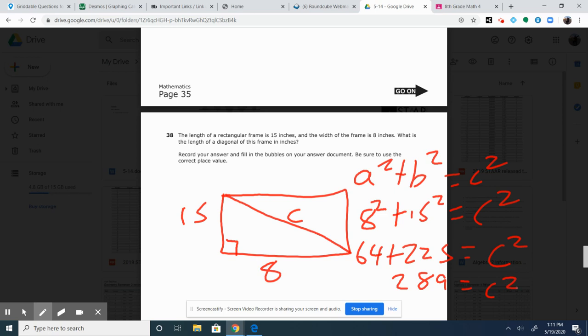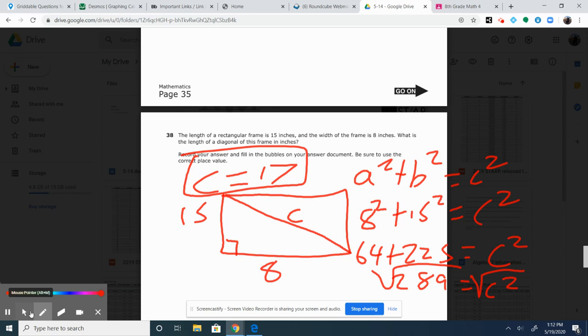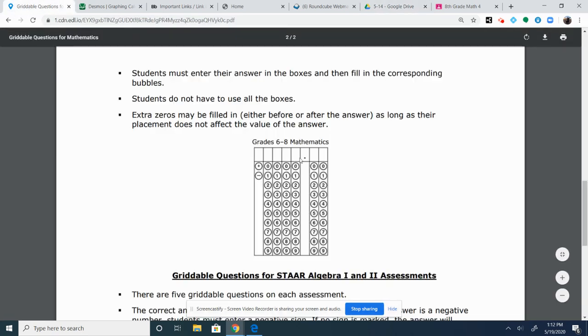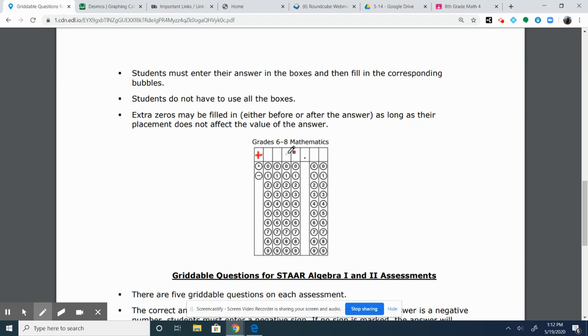Now to find the answer, we have to get rid of that c squared. We have to get rid of that exponent. To do that, we are going to take the square root of both sides. So if we take the square root of 289, c is going to be equal to 17. So our longest side will be 17. And since this is a griddable, we're going to come and put it in here. So a positive 17, and we just fill out the bubbles.